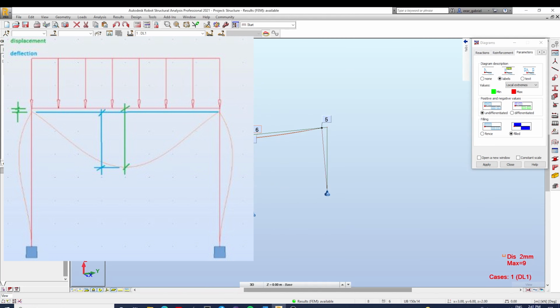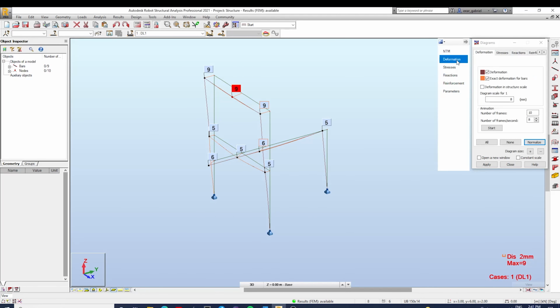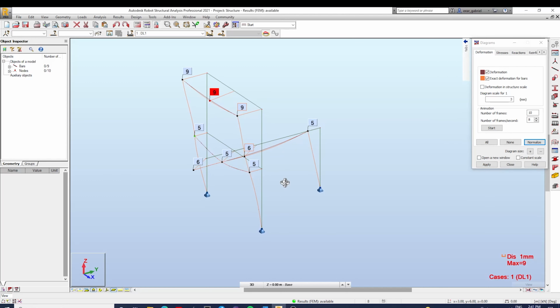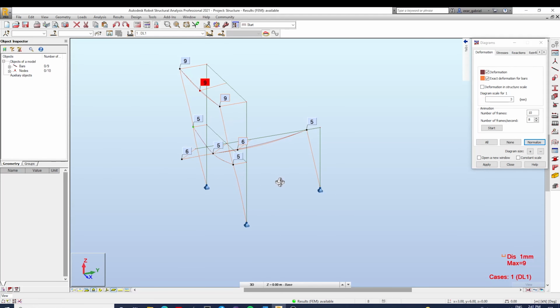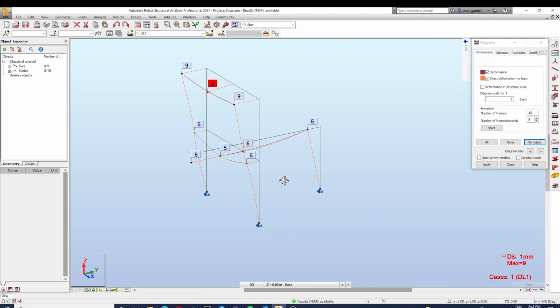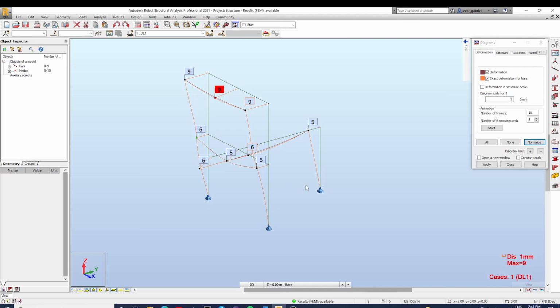So by looking at the deformed shape of this 3D frame, we can infer that this structure is trying to tip over, and these numbers are the displacement in the X, Y, Z direction. So in other words, they're not only the vertical deflection you would expect from vertical loads.